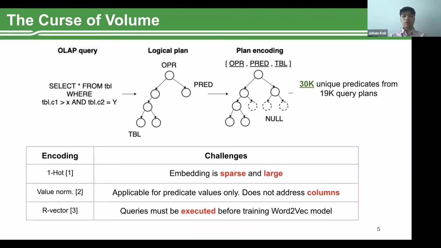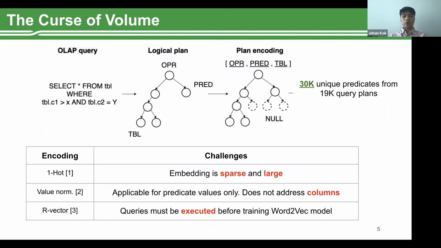A table node denotes the underlying table that is being scanned. The operator denotes the actions taken on the data, such as filter, joins, or projections, and the predicate represents the clauses that the actions are performed over. While it is simple to encode operator and table nodes due to their finite counts, encoding predicates would be a little challenging using state-of-the-art techniques.